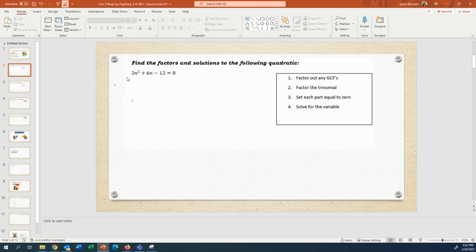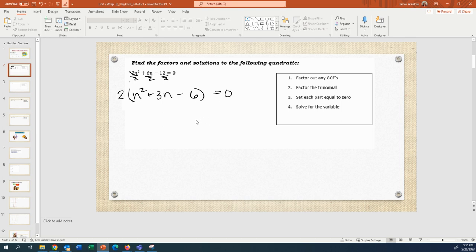First, remember, we're going to look and see if we're able to factor anything out of all three terms. And it looks like they all share a factor of 2. So first, we will take out a factor of 2 from each of these terms, which means we're going to divide each of them by 2. So this first term we have left is n squared plus 3n minus 6.